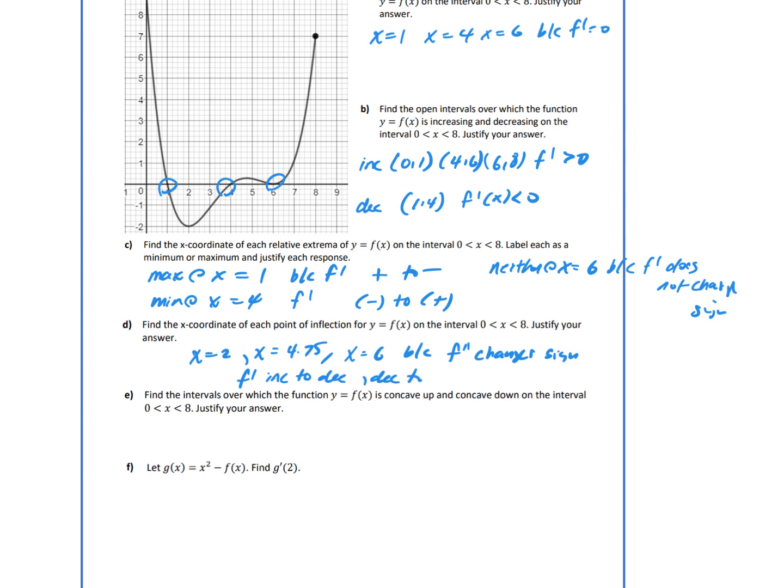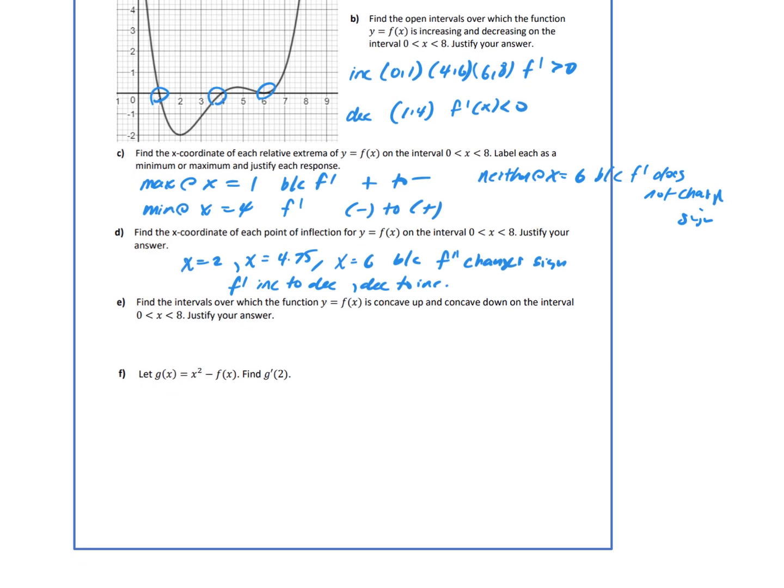For E, concave up, it's where f prime is increasing, so 2 to 4.75, and then 6 to 8. And we'd say that f double prime is greater than 0, just to make it easier. It's easier to write that for me, okay? And then for concave down, we'd say 0 to 2, and then 4.75 to 6. F double prime is less than 0.